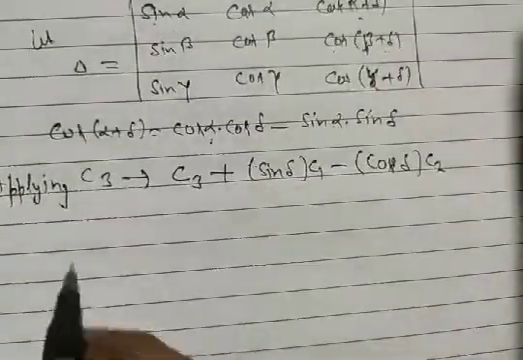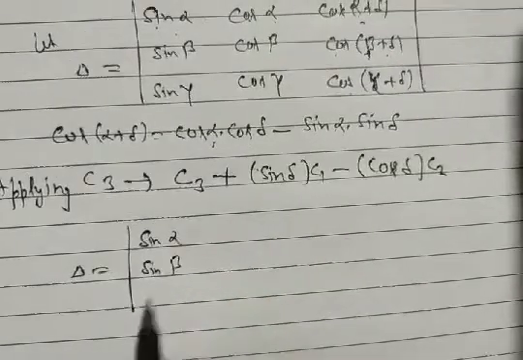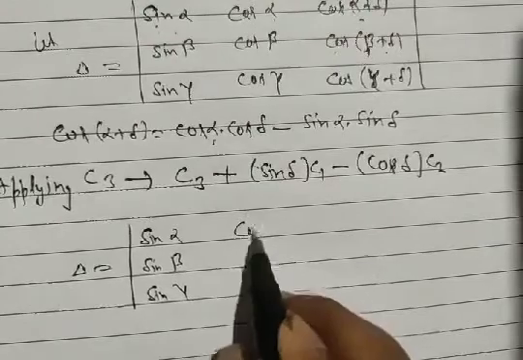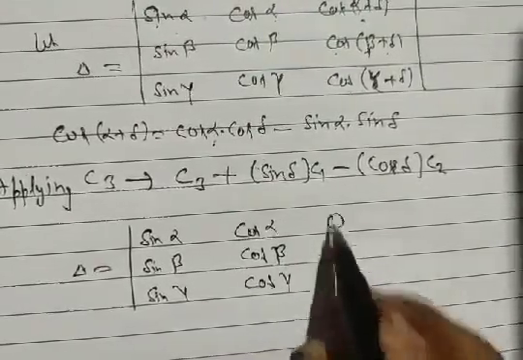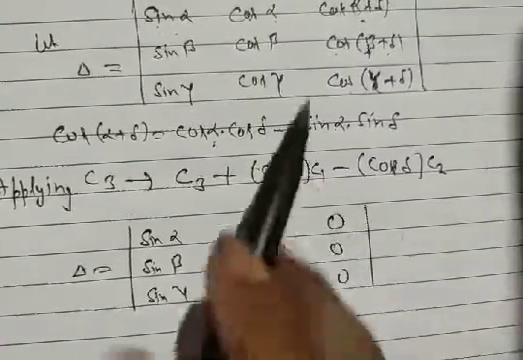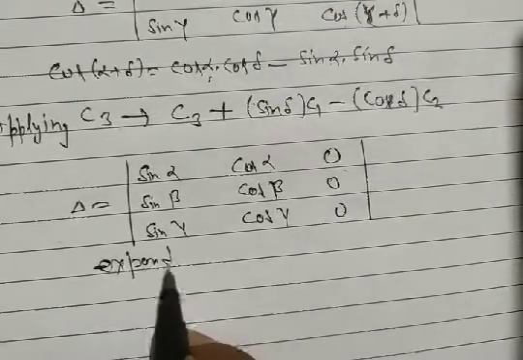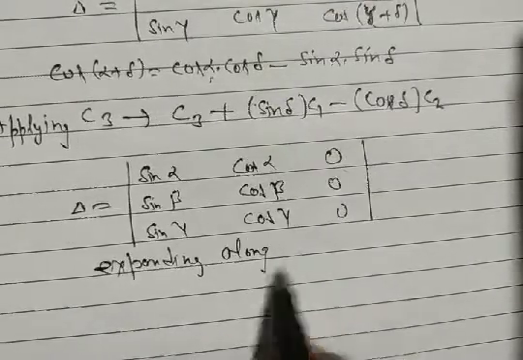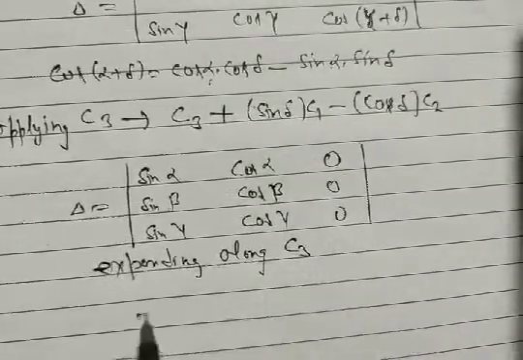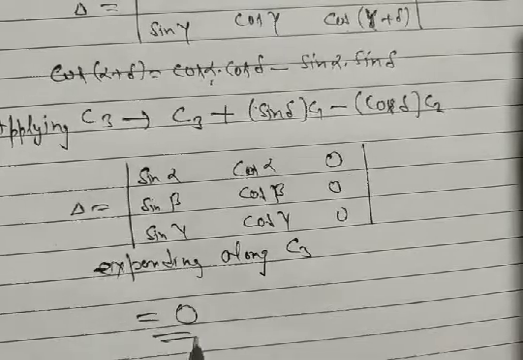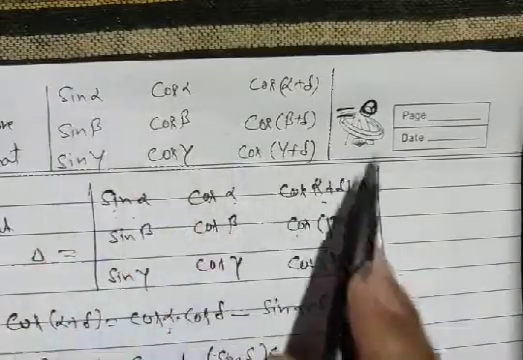Then we have our del as: sine alpha, sine beta, sine gamma, cos alpha, cos beta, cos gamma, 0, 0, 0. All the terms of C3 vanish. Now expanding along C3, if all the terms of any row or column are 0, the determinant's value is 0 there, which we were required to prove. We have to prove that its value is 0.